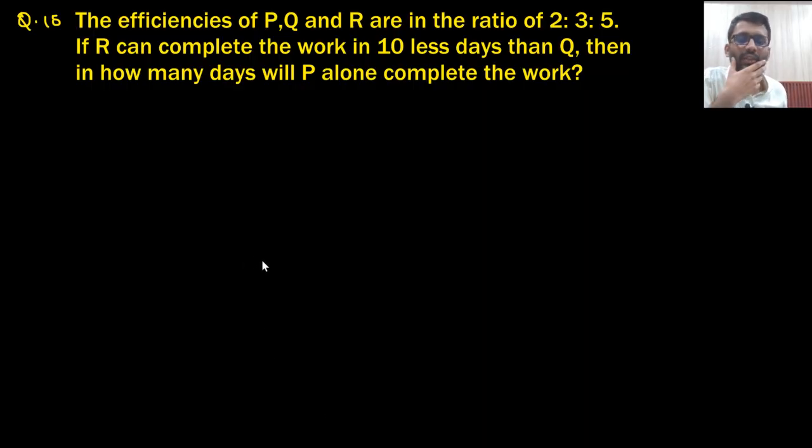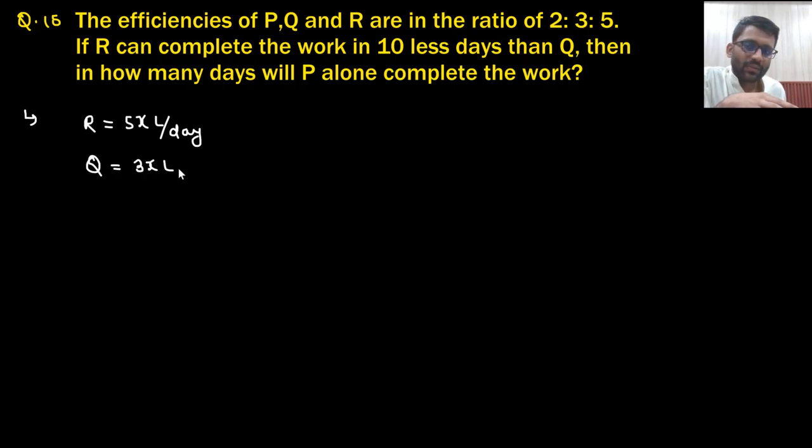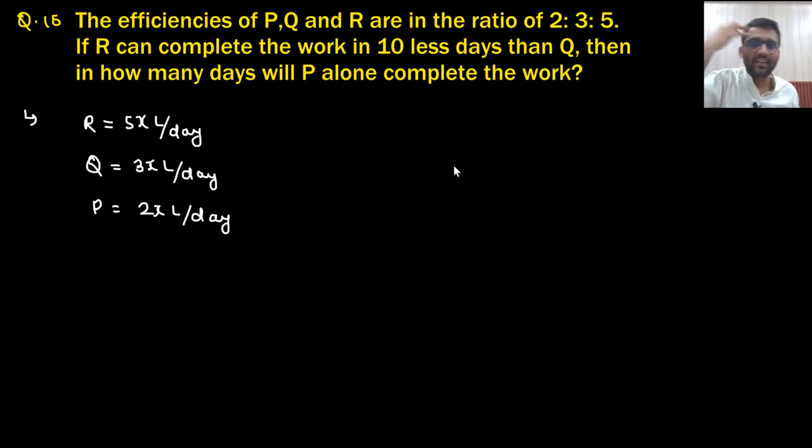The efficiency of P, Q, R is in the ratio of 2, 3 and 5. So basically, who is the most efficient? R. So R can eat 5x laddu per day. X value we don't know. Q can eat 3x laddu per day because this is the ratio of their efficiency. And P can eat 2x laddu per day. Now next, what they are saying: R can complete the work in 10 fewer days than Q. Then in how many days will P alone do the work?